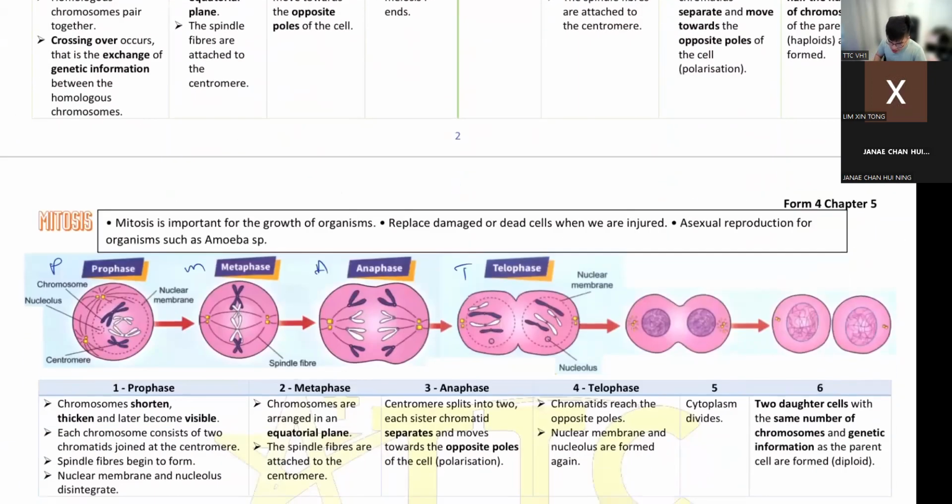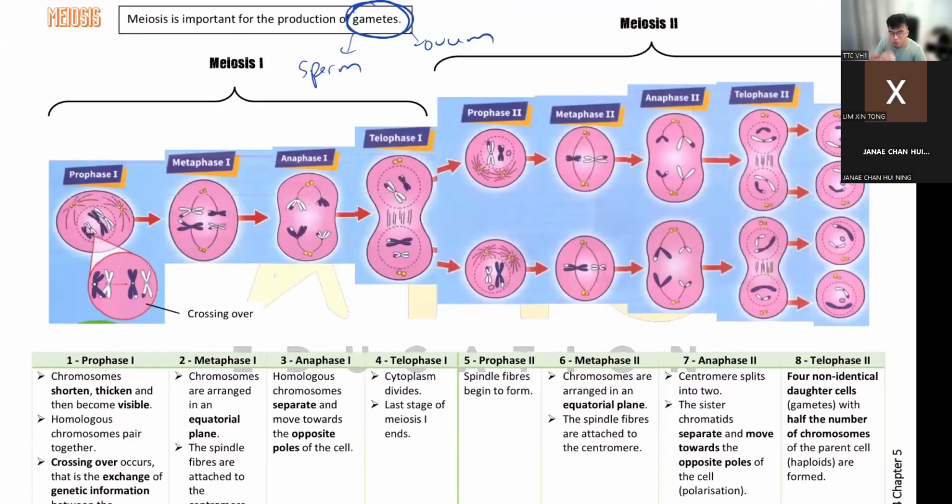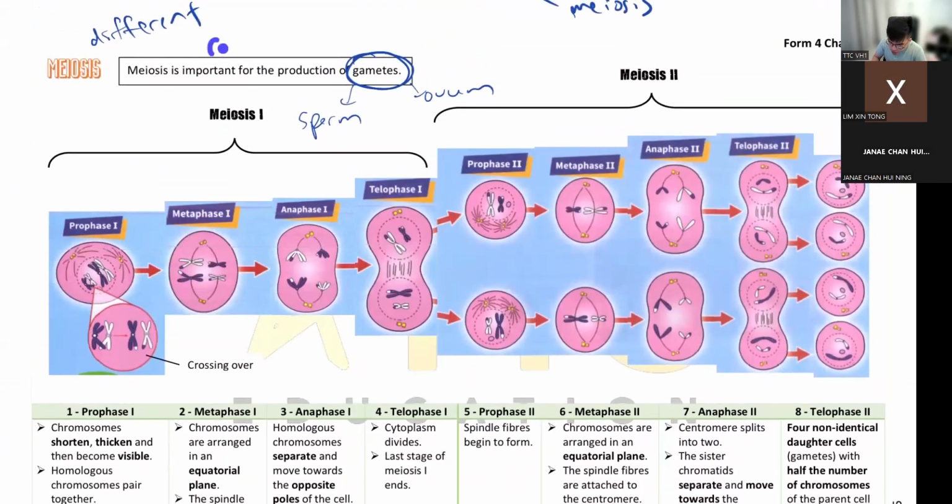So you see, mitosis is to create the same cell, which is very important for growth. But meiosis has only one job, which is to do reproduction.